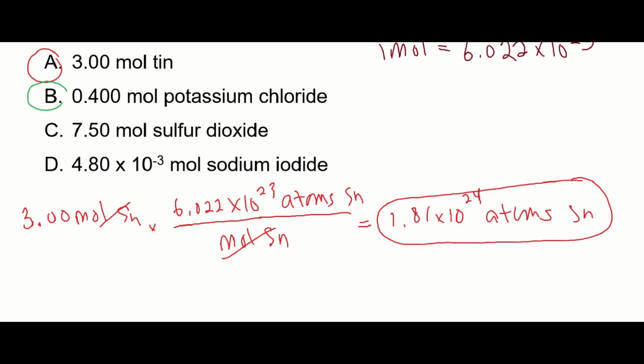Next, let's do part B. Start with what you're given. 0.40 moles. Now, potassium chloride is an ionic compound. So to get the formula, we're going to use the charges to see what the ratio is between the cation and the anion. And so it's 1 to 1, so the formula is simply KCl.